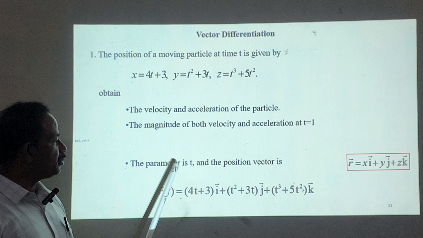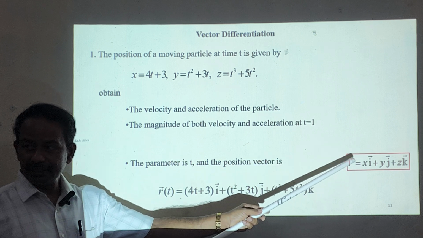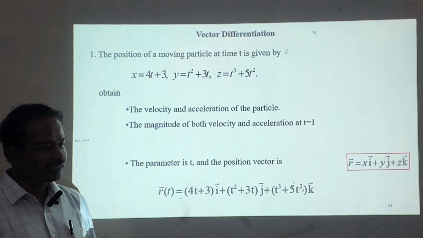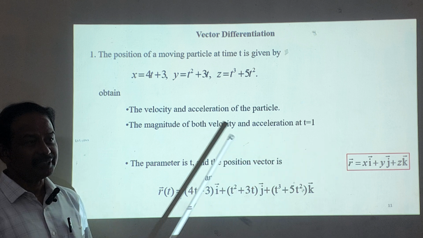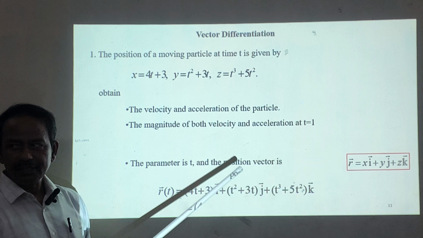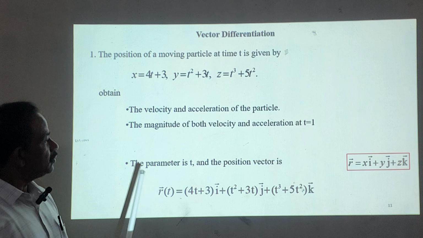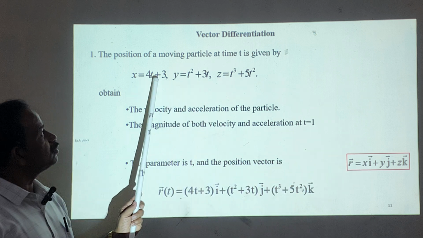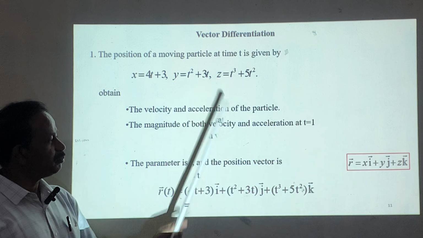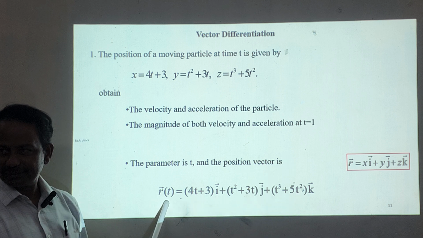Now the parameter t, the position vector is given as, we have to remember this position vector, r vector, which is equal to xi plus yj plus zk. Often it will come in vector calculus. So remember this one. Now r of t equals, instead of x you substitute 4t plus 3. Instead of y you substitute t square plus 3t. Instead of z you substitute this. So that will give us the position vector together.